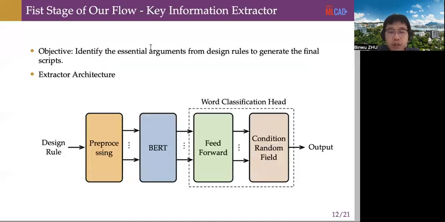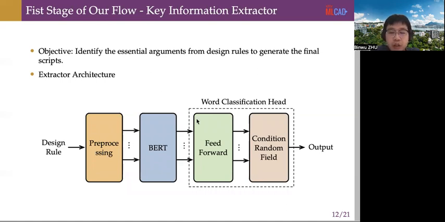Then let's step into the generation flow. The first component of our flow is the key information extractor. The objective of this extractor is to identify the essential arguments from design rules to generate the final scripts. Here is the whole framework, which is not complex.